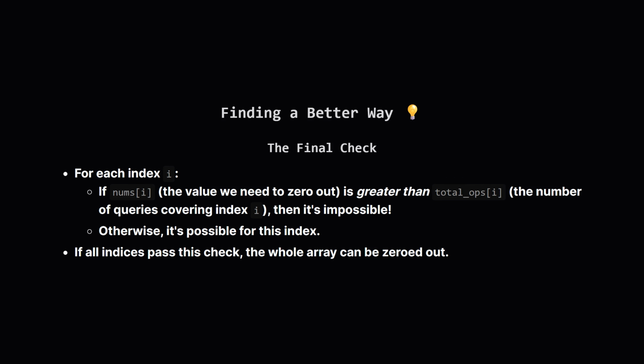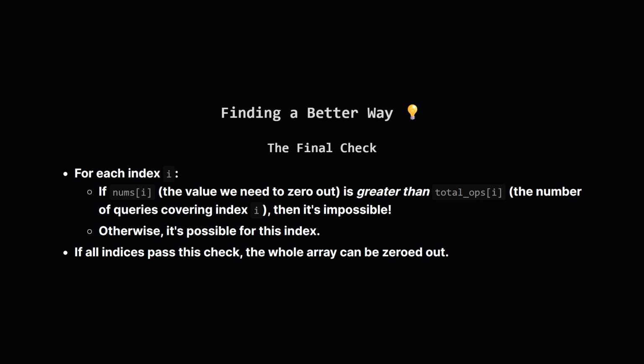So now for each position in our original list we know two things: the value nums[i] that needs to become 0, and the total operations available at i that we just calculated. The check is simple. If the number nums[i] is bigger than the total operations available for it, well, we don't have enough ways to decrement it to 0.